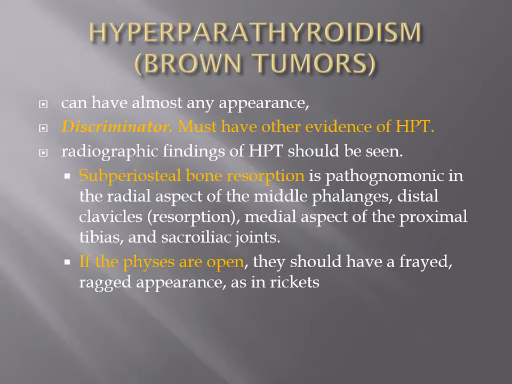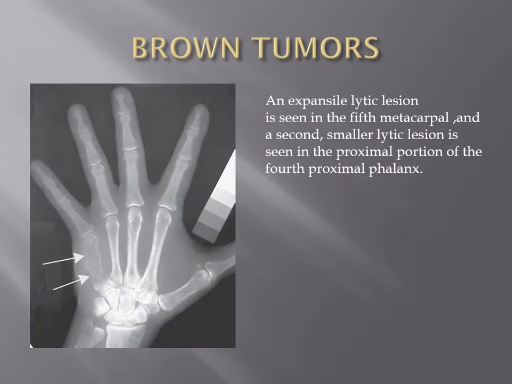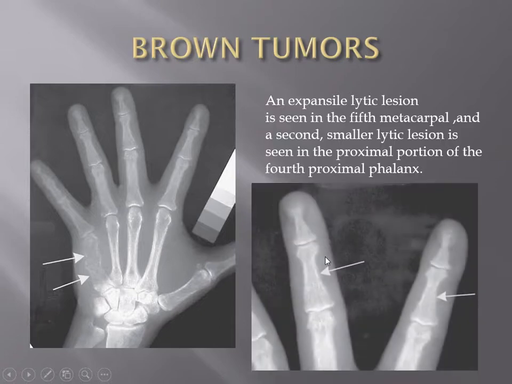They said also in children, when the epiphyses are still open, they can also give a ragged appearance like rickets. So this is an expansile lytic lesion seen in the fifth metacarpal bone, and there is another lucent lesion seen here at the proximal phalanx. However, on a close look, we found that the patient has erosion at the radial aspect of the phalanx, parosteal erosion at the radial aspect of the middle phalanx, with other typical features for hyperparathyroidism.